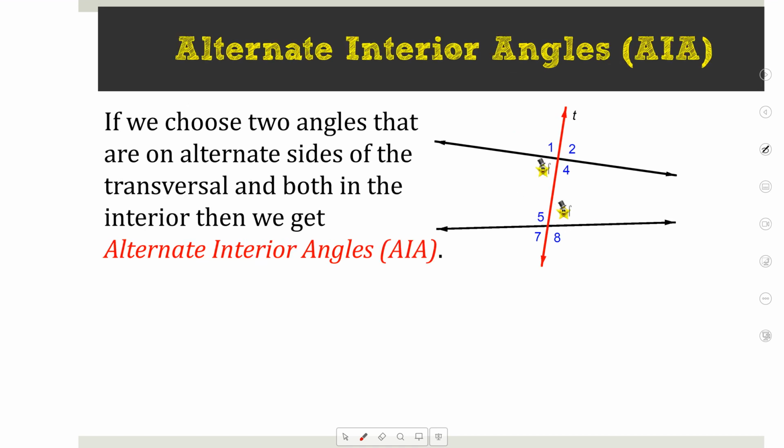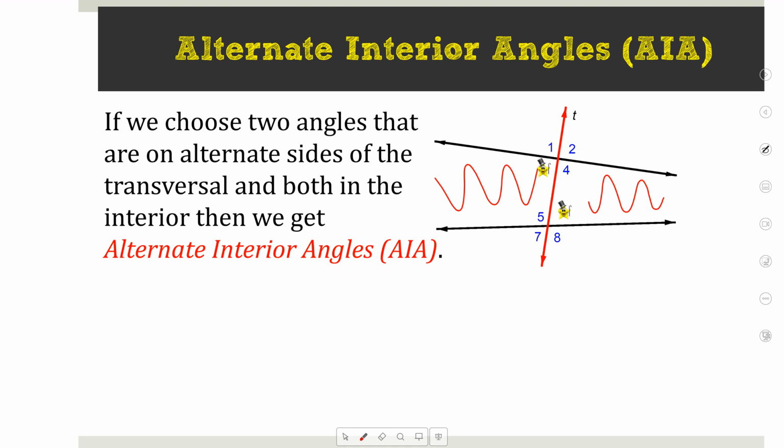Next type, alternate interior angles. The name of the angle can help you figure out which angles you're talking about. Alternate, meaning it's on opposite sides of the transversal. Interior, meaning it's on the inside. So here's the interior, the space between the lines. That star wearing a top hat is on the left side, the other one is on the right side, and they're on the inside.